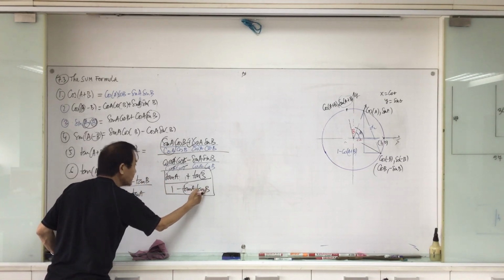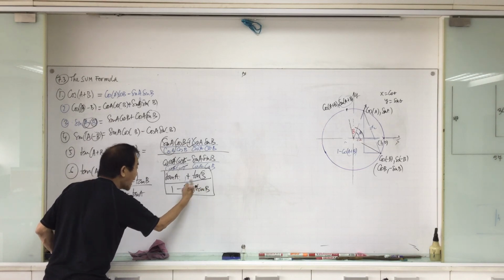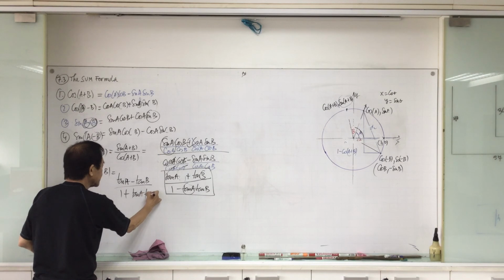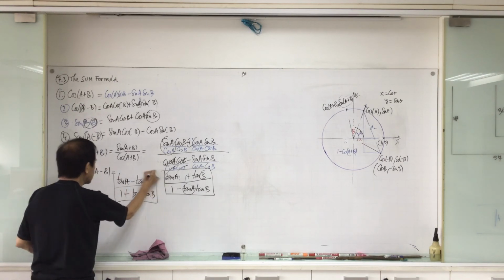You plug in minus B, substitute for the positive here. But tangent is an odd function, so tangent of minus B becomes minus tangent B. So minus times minus becomes plus. Okay, tangent B. So we have another one.